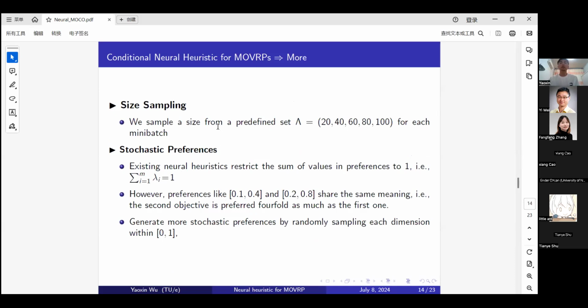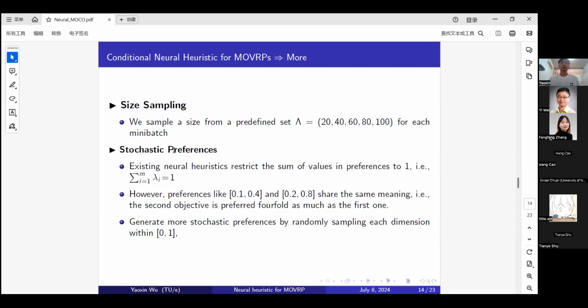And here, because we input the size embedding, in the training we just train our neural network with different sized problems, and we train the problems of size 20, 40, 60, 80, and 100. And yeah, this value means how many nodes exist in one instance.